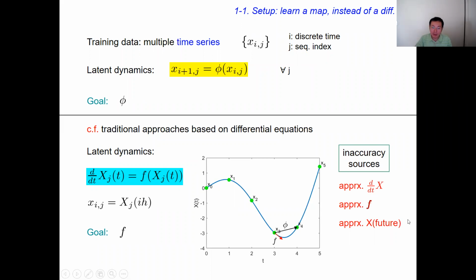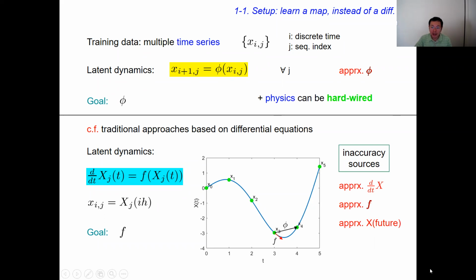And finally, you want to predict the future. So you have to integrate this differential equation. Because it's a nonlinear differential equation in general, you will actually create some error. So you have three sources of inaccuracies, whereas if you use just the new approach, where you basically learn this evolution map, you just have one source of error, which is this function approximation error.